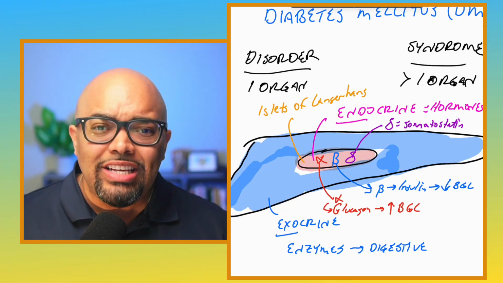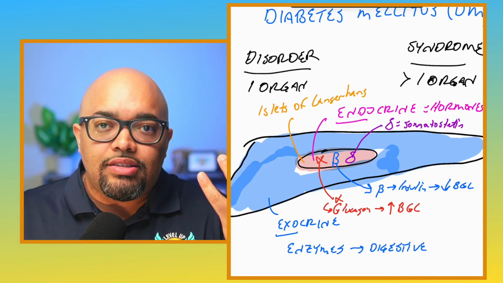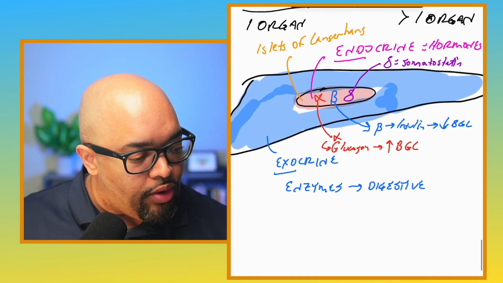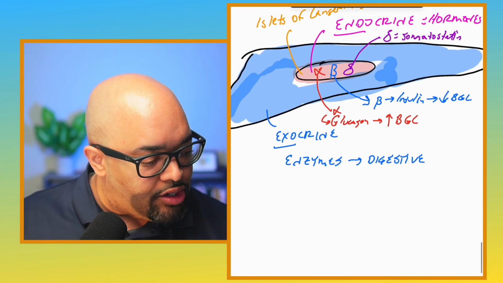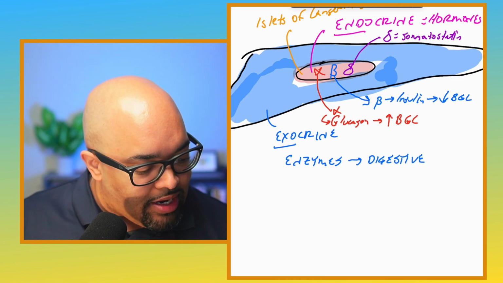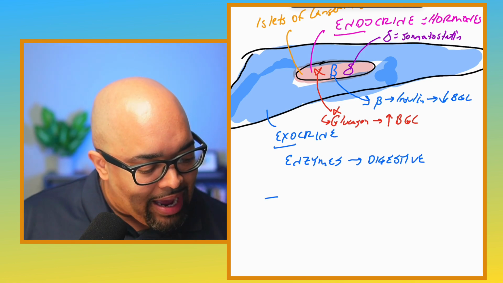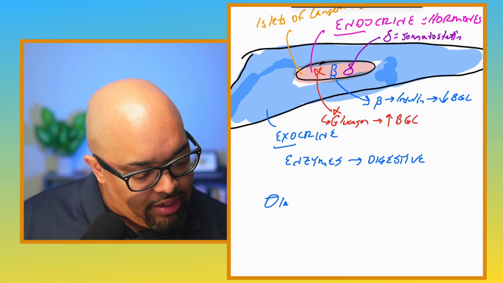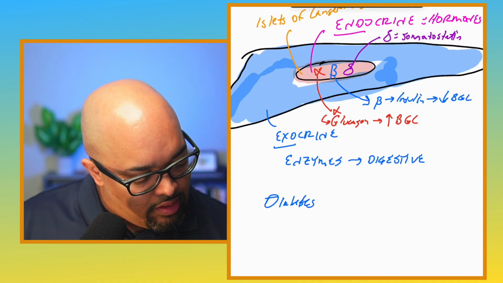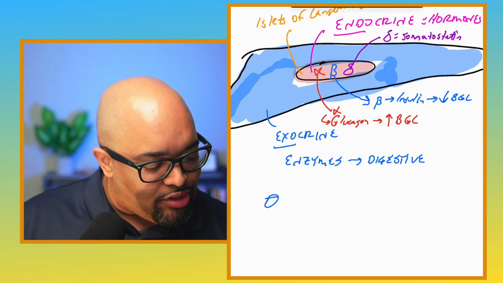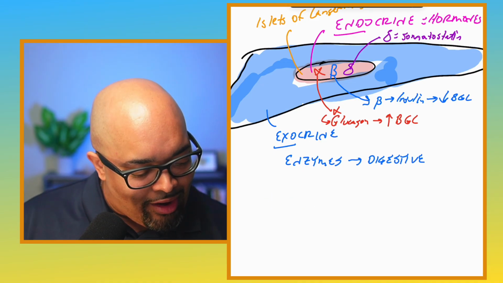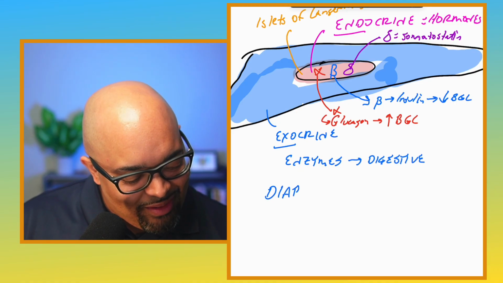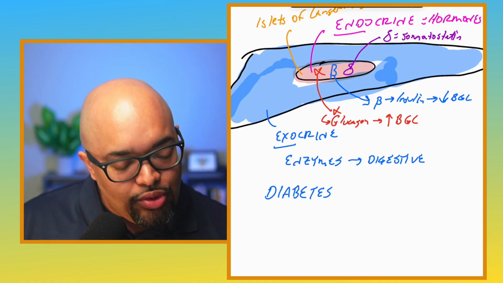Now, we said that diabetes is involved with insulin. So, when it comes to diabetes, here's what I want you to know. So, diabetes, there are two types. So, diabetes, let's do that better because I don't want you talking about my handwriting. I can hear you right now. So let me write that better. So diabetes has two types.